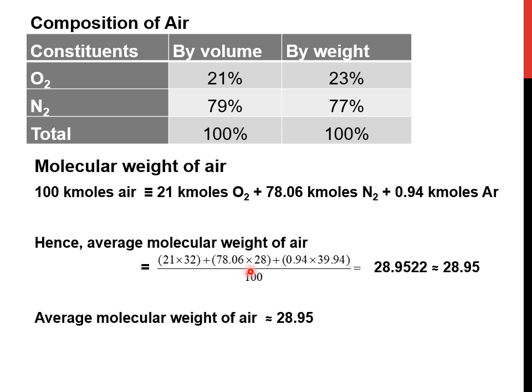78.06, this is the kilomoles of nitrogen, multiplied by 28, which is the molecular weight of nitrogen, plus 0.94, that is the kilomoles of argon in air, multiplied by 39.94, which is the molecular weight of argon. And we divide it by 100 since we are considering 100 kilomoles of air. So we get the average molecular weight of air as 28.9522, or in general we consider it as 28.95.